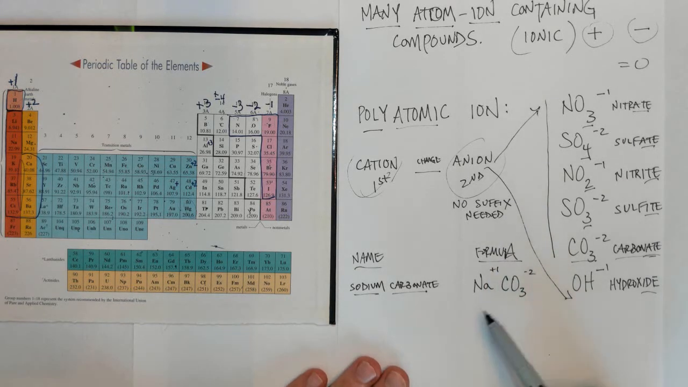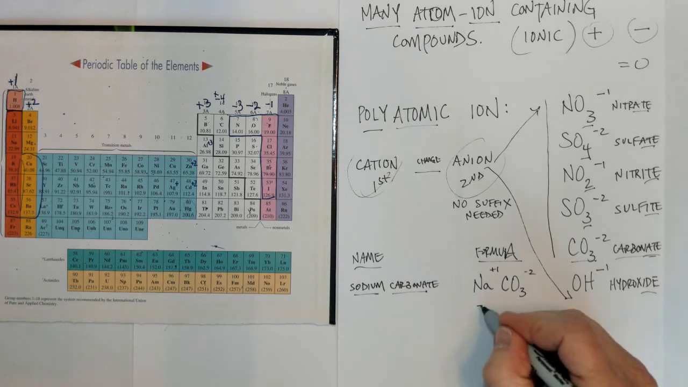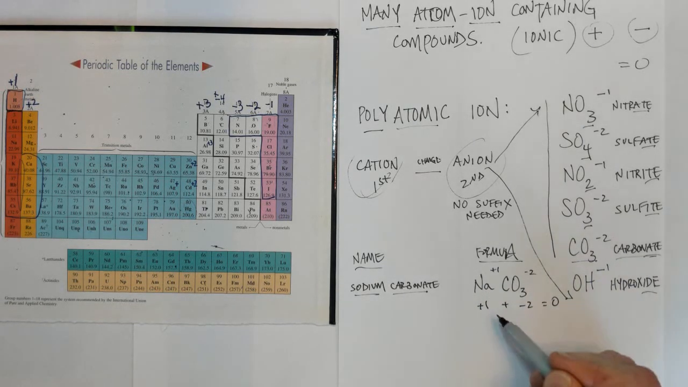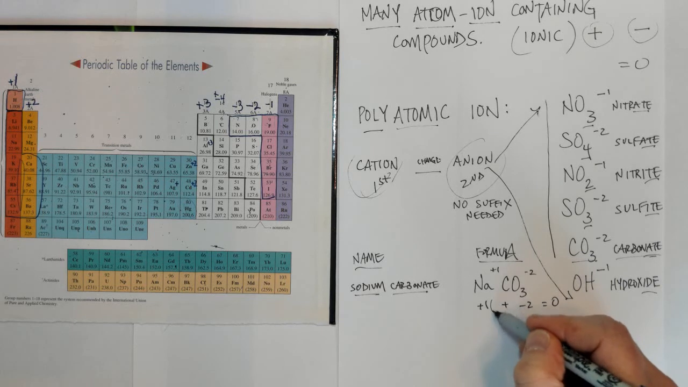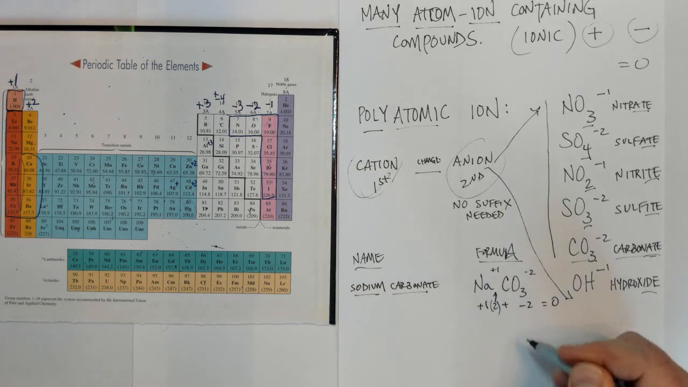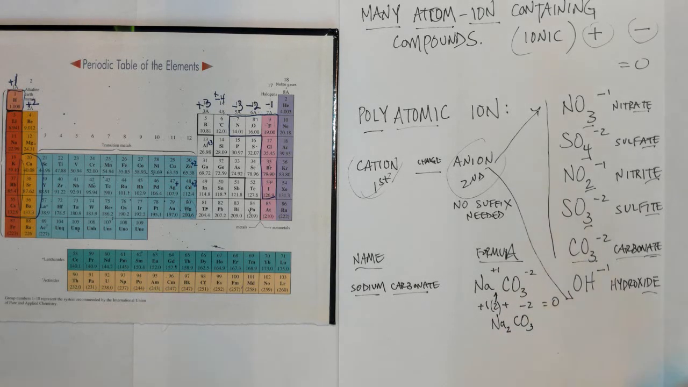And you could crisscross, or drop and swap, drop the charges, swap the numerical values, or you could sum them to 0 to make sure you're doing it correctly. +1 plus -2 is equal to 0. I will need 2 of these sodiums, and so I'll take this little number 2 and put it right here below the Na, and so the correct formula is Na2CO3.